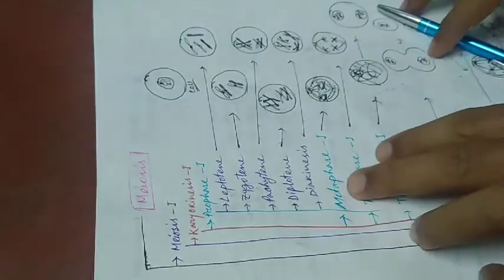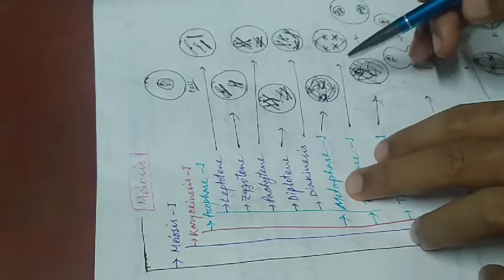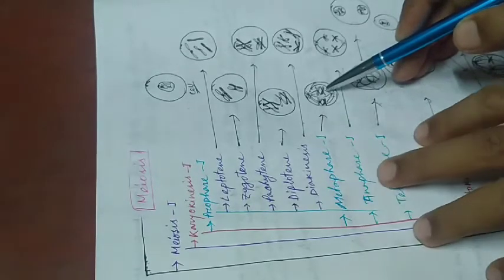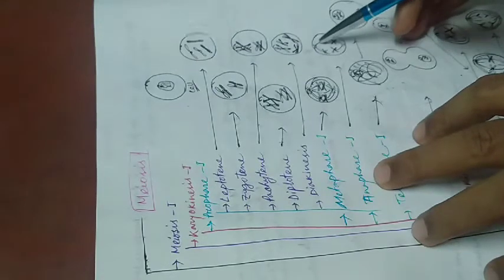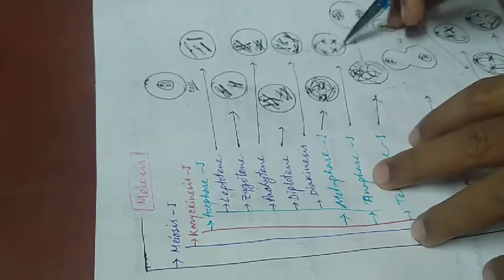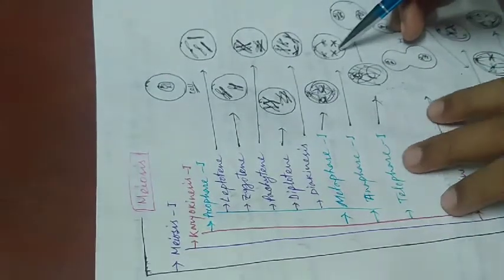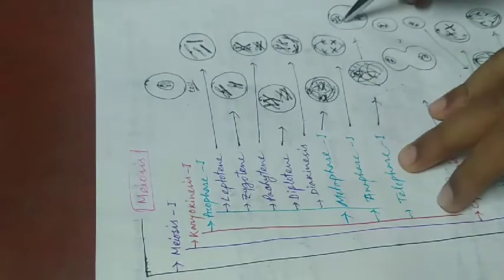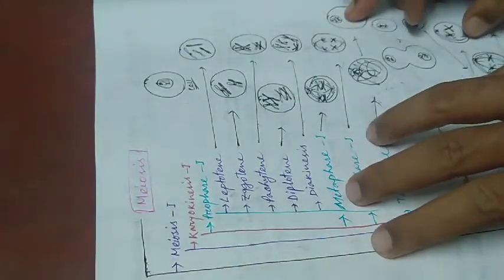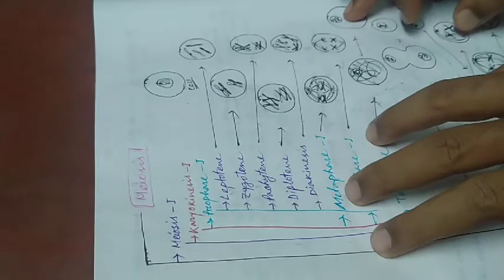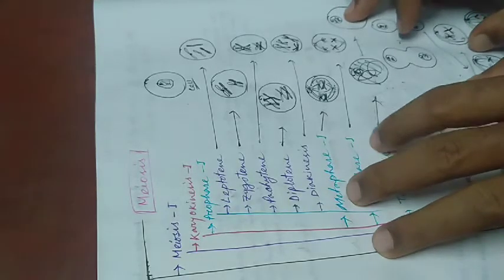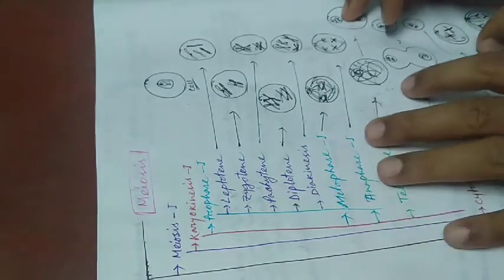Then the metaphase. In metaphase, all chromosomes are arranged in the equatorial plane. Then anaphase: by the contraction of the spindle fiber, the homologous chromosomes move to the poles of the cell. And then telophase 1: when the homologous chromosomes get to the poles, the nuclear membrane and nucleolus reappear and new nuclei are formed.